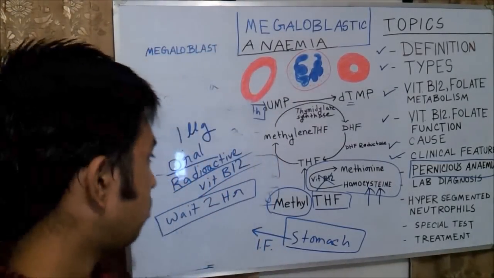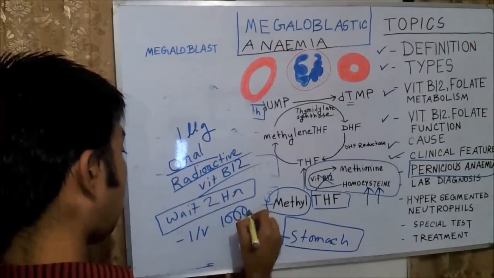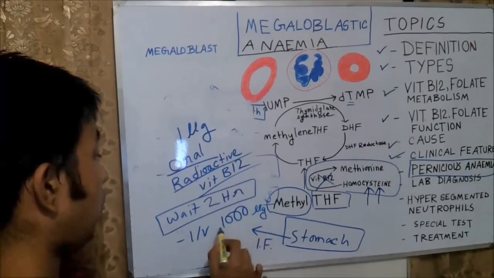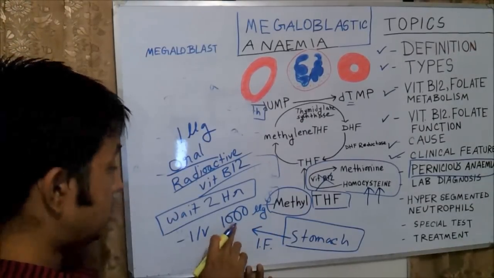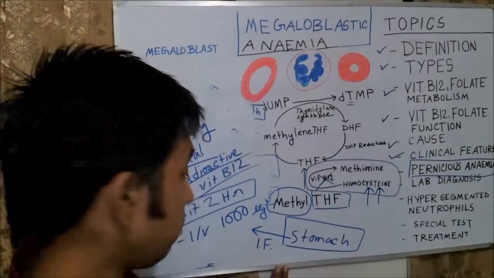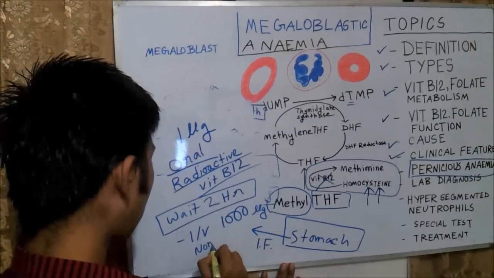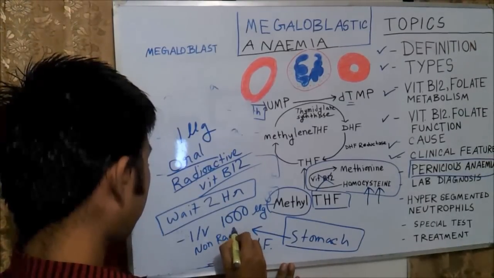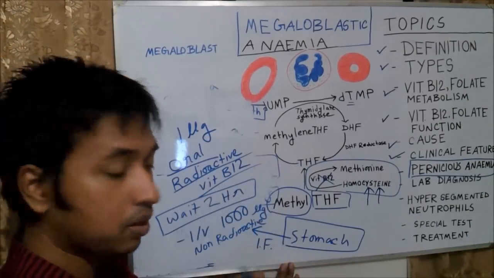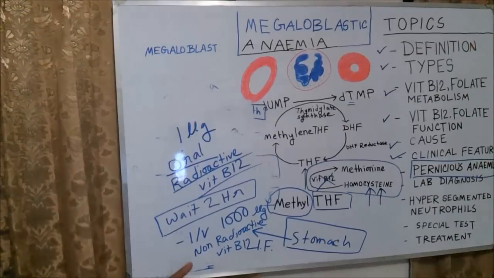with vitamin B12. Now we will give him intravenous 1000. Look, initially we gave only 1 microgram, but now we are giving 1000 microgram. But the good news is this is not radioactive. No, we are not giving 1000 microgram radioactive vitamin B12 in a person. We are giving 1000 microgram normal or non-radioactively labeled vitamin B12 to the same person intravenously.